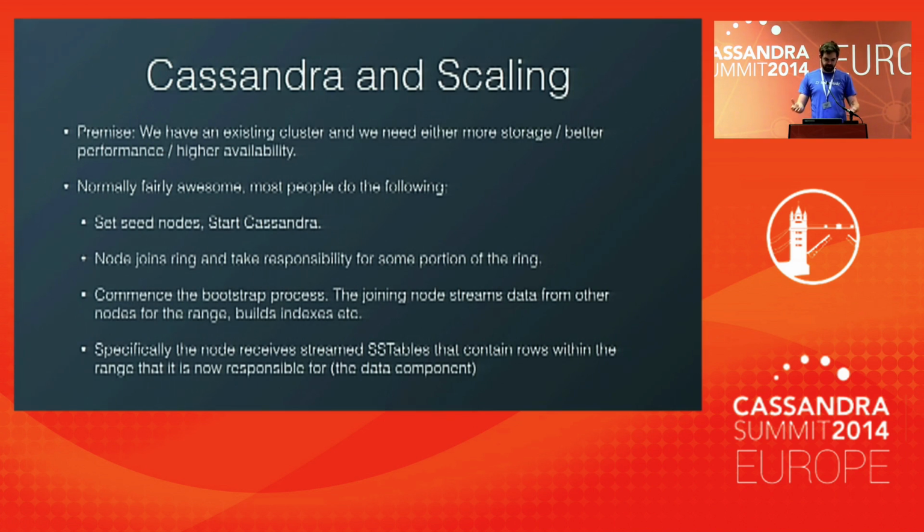So normally, you set your seed nodes, start Cassandra, and nodes join the ring. They start to take responsibility for a portion of the ring, and then they commence the bootstrapping process. That's where the joining node starts to stream data from the existing nodes. When it joins the ring, it takes responsibility for a primary portion of the ring, remembering that in Cassandra the ring is split up based on the partition key and the partitioner that you set up. Specifically, what actually happens underneath is the joining node receives the SSTable files streamed from the existing nodes. It just reads the file from disk and sends it across to the other node.